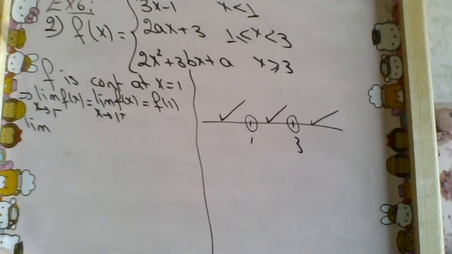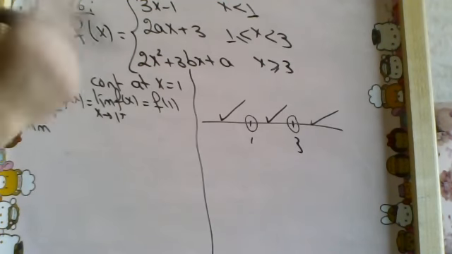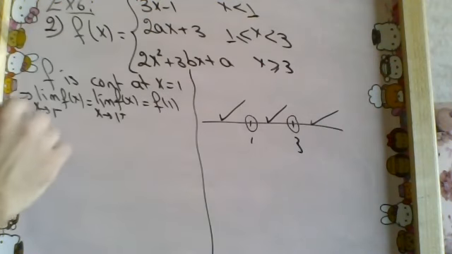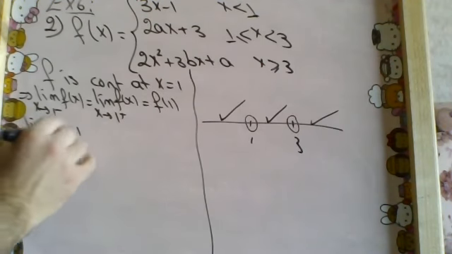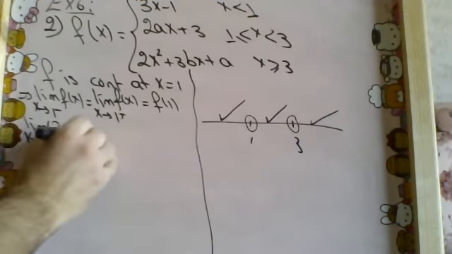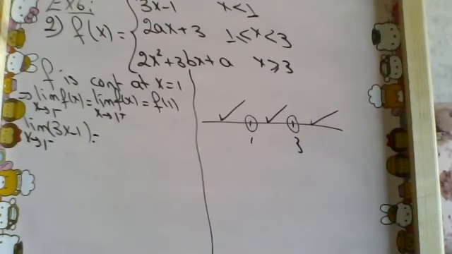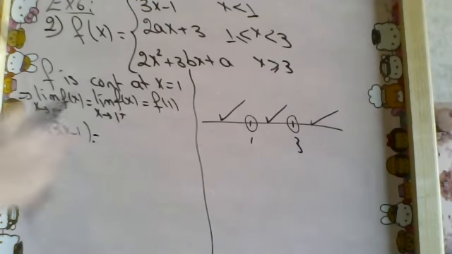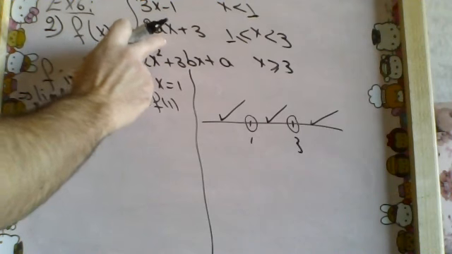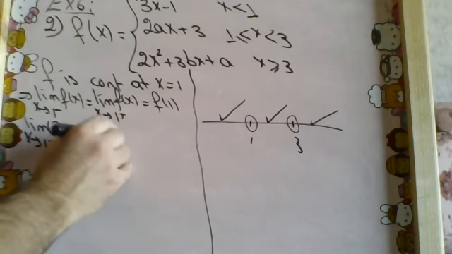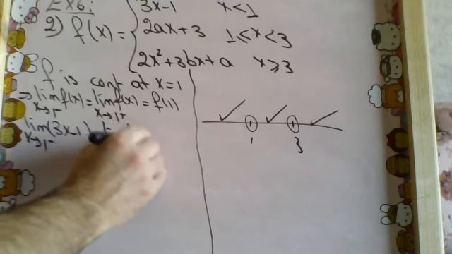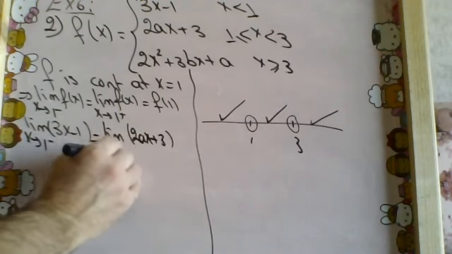Okay, continuous at 1, so the limit as x approaches 1 minus is equal to the limit as x approaches 1 plus, which is equal to f of 1. Right. The limit as x approaches 1 minus, meaning when x is less than 1, it is the limit of 3x minus 1 as x approaches 1 minus. The limit as x approaches 1 plus is the limit of 2ax plus 3 as x approaches 1 plus.